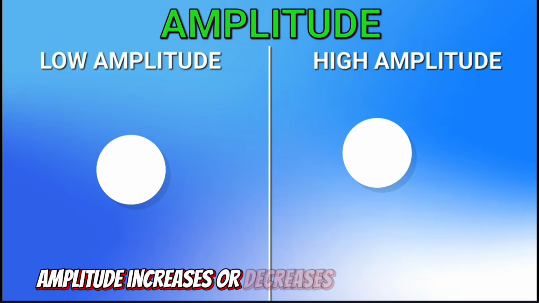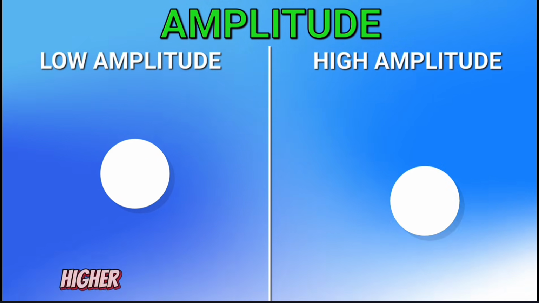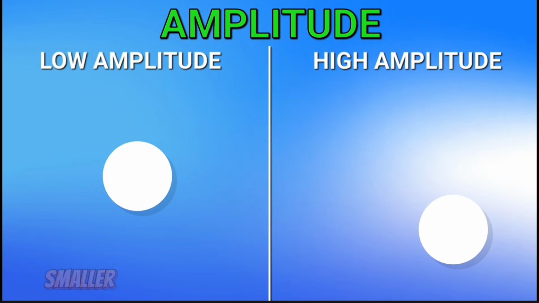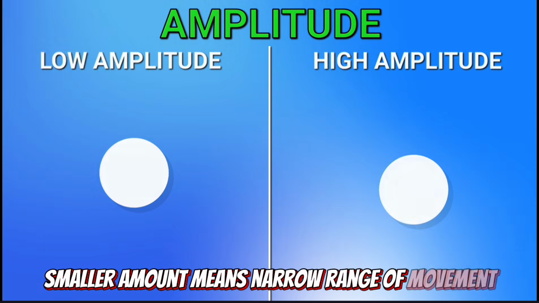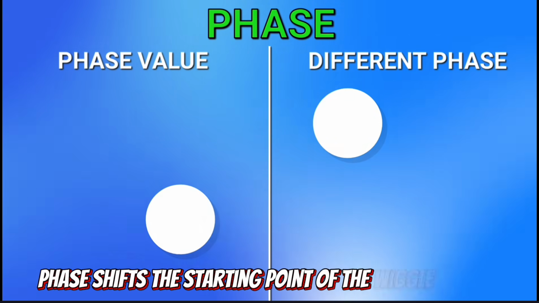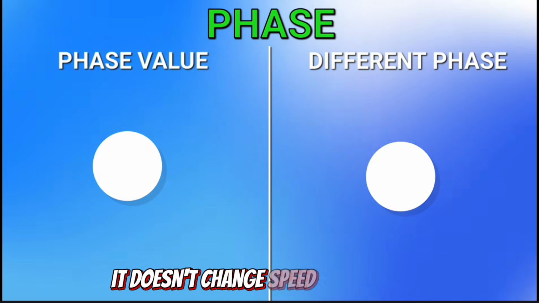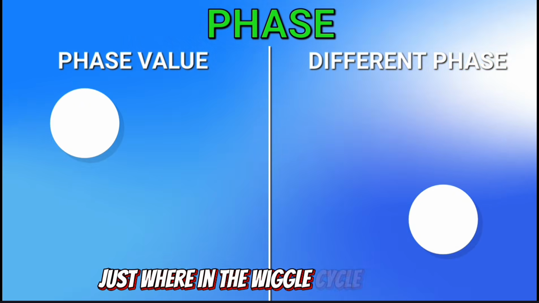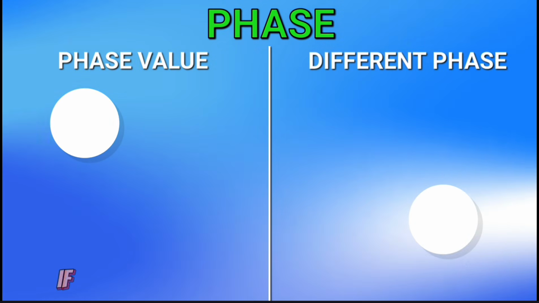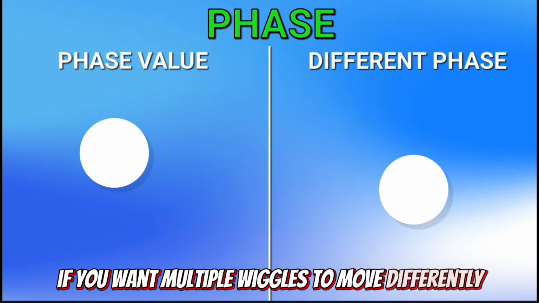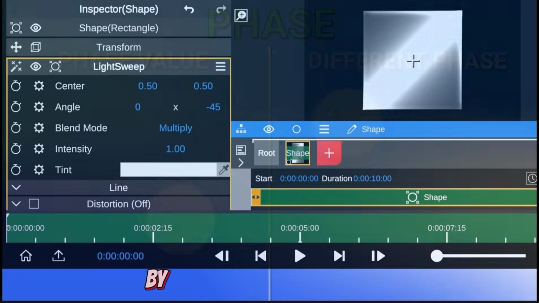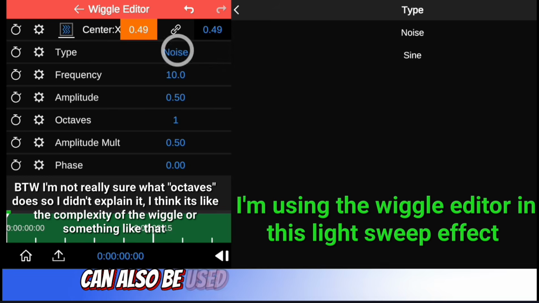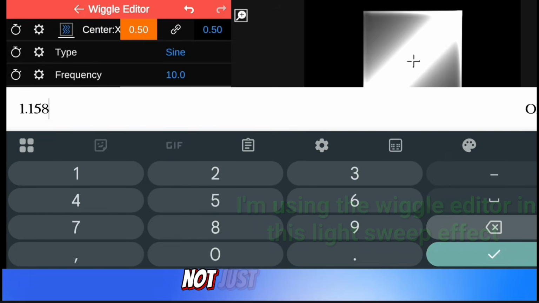Amplitude increases or decreases the change in value. Higher amount means wider range of movement. Smaller amount means narrow range of movement. Phase shifts the starting point of the wiggle motion. It doesn't change speed or strength, just where in the wiggle cycle it begins. It's useful if you want multiple wiggles to move differently, even with the same settings. By the way, the wiggle editor can also be used in many other parameters, not just transform.